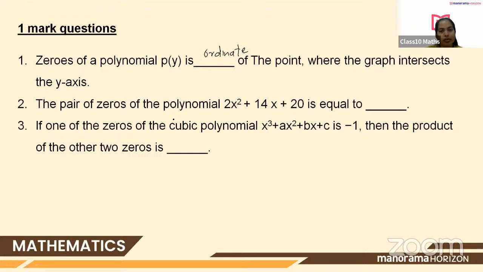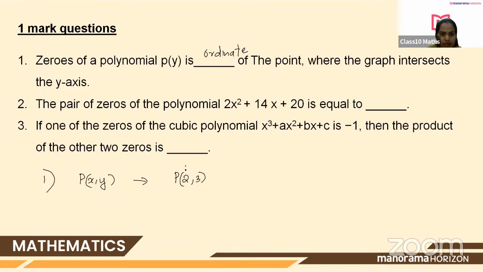Ordinate of the point. Okay. So what is ordinate? We already studied ordinate and abscissa. So consider P of x, y. In P of x, y, for example, P of 2, 3.